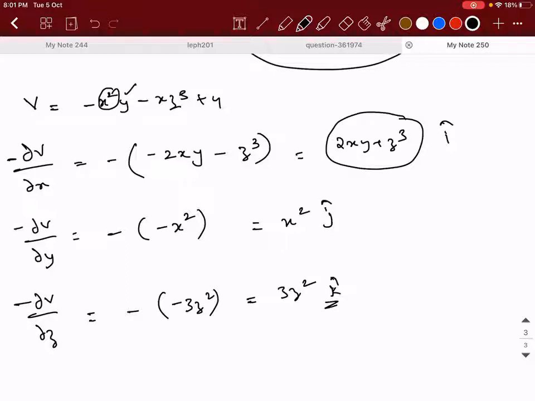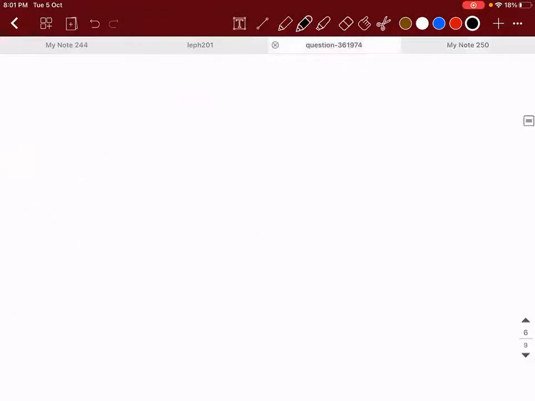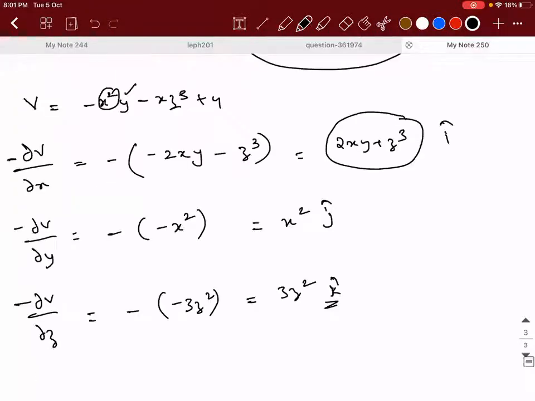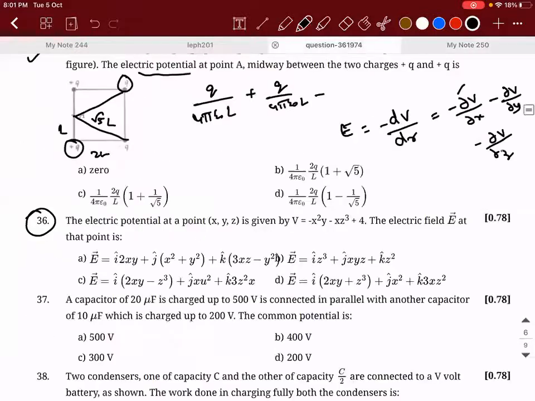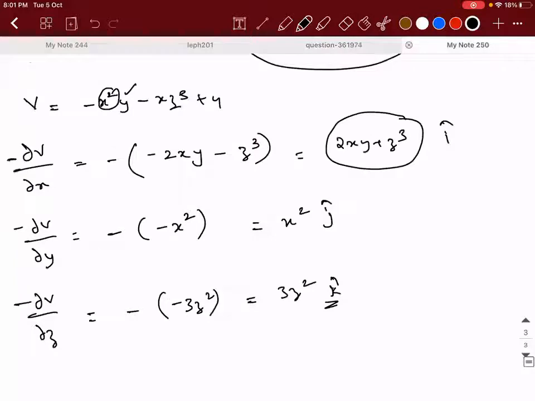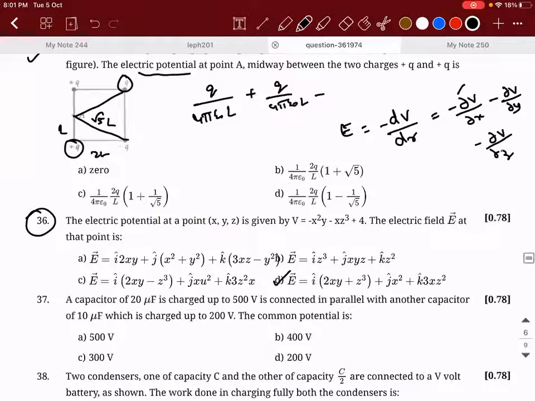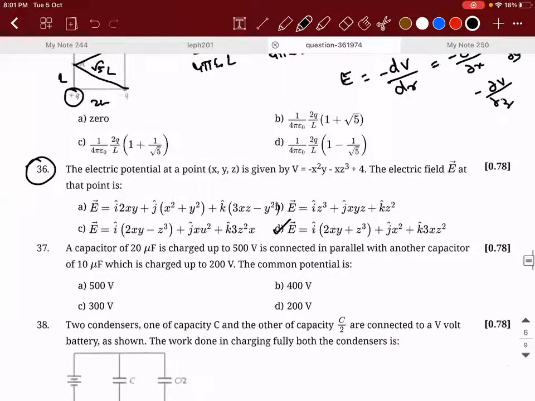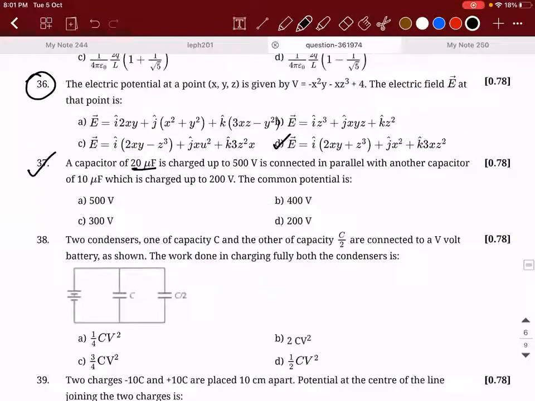Is there an option? What is the option? 2xy plus z cube, x square, plus 3z square. Option D. Correct. 37th: There is a capacitor of 20 microfarad which is charged to a potential difference of 500 volt and is connected to another capacitor of 10 microfarad. Find the common potential. Can you guys do it now? C1V1 plus C2V2 divided by C1 plus C2.